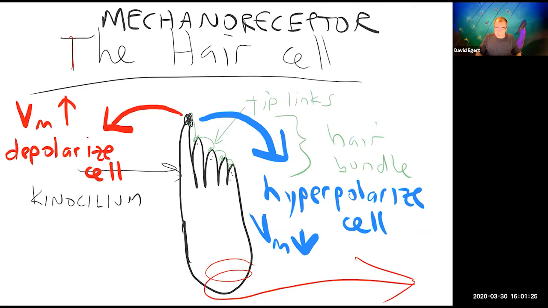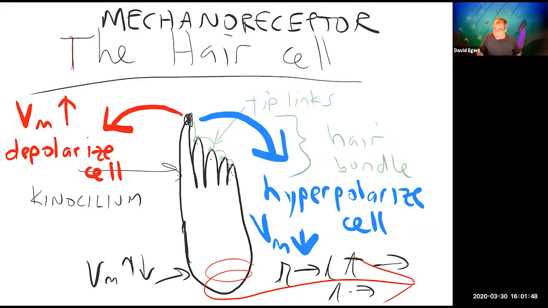So it's a mechanoreceptor. You bend this hair bundle in one direction, the cell becomes more positive. You bend it in the other way, it becomes more negative. That's sensory transduction going on. As the membrane voltage goes up and down, it's basically going to change the rate of action potentials that are going to be sent down this neuron here.